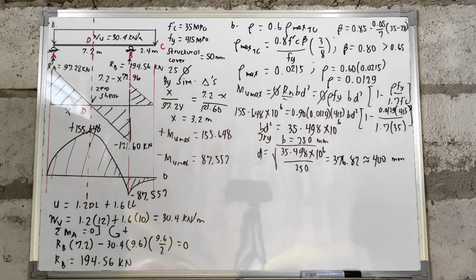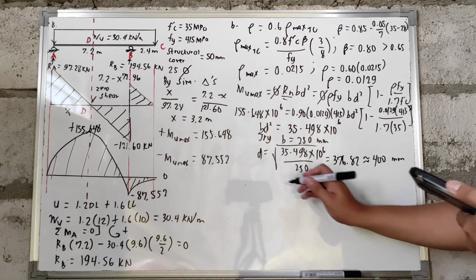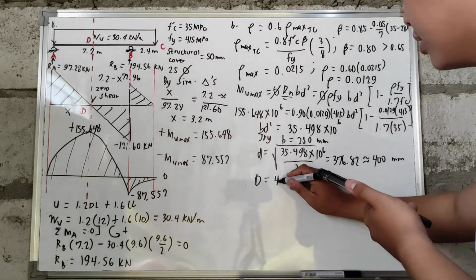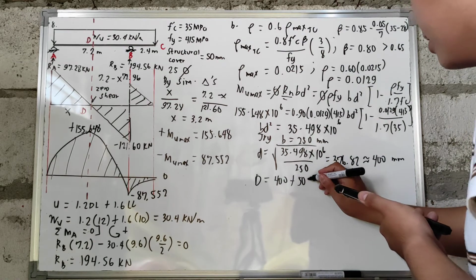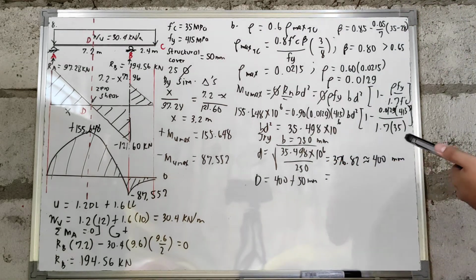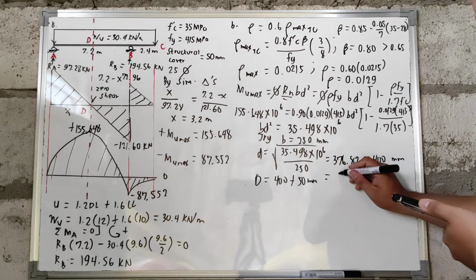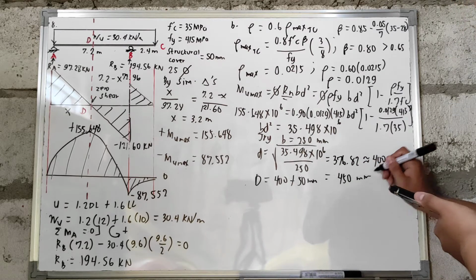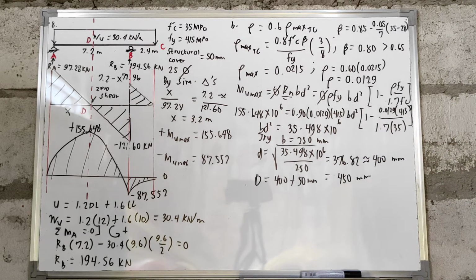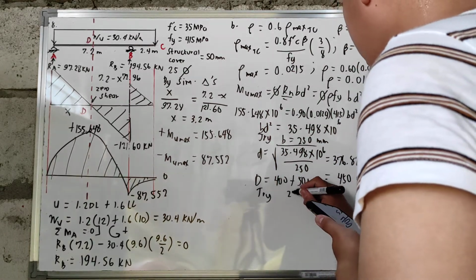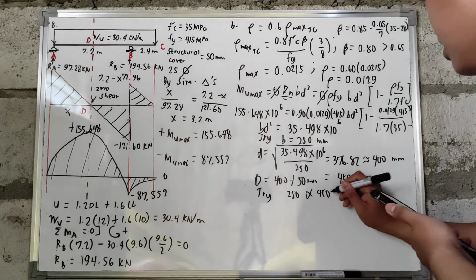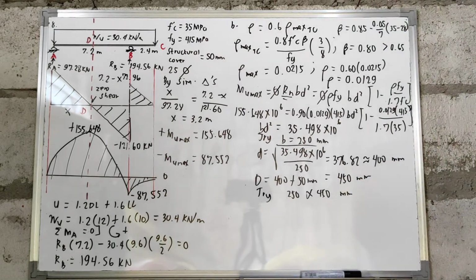So if you have a 400 mm effective depth, so para makuha natin yung total depth natin, so we will add a structural covering or sa concrete cover natin na 50 mm. So you will have a total height of your beam which is equal to 450 mm. So, ito na ngayon yung i-consider natin na dimension ng beam natin. So, we're going to try 250 by 450 mm.